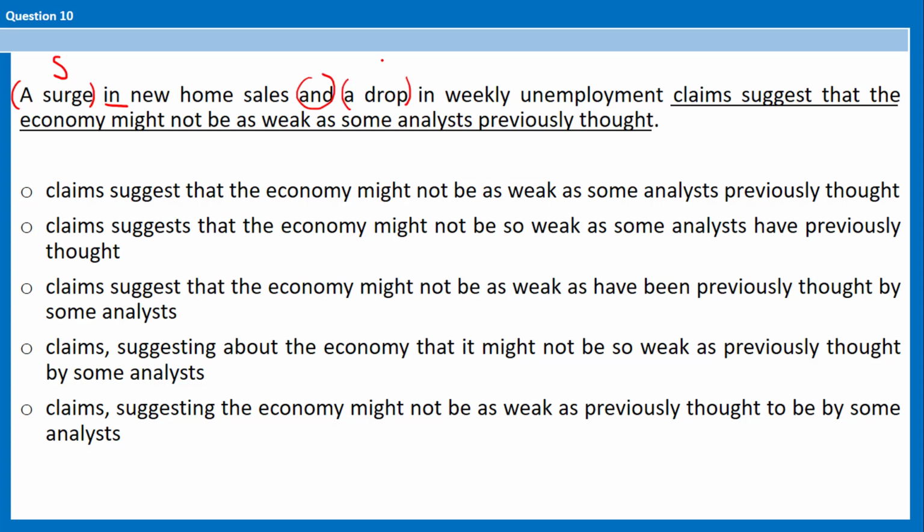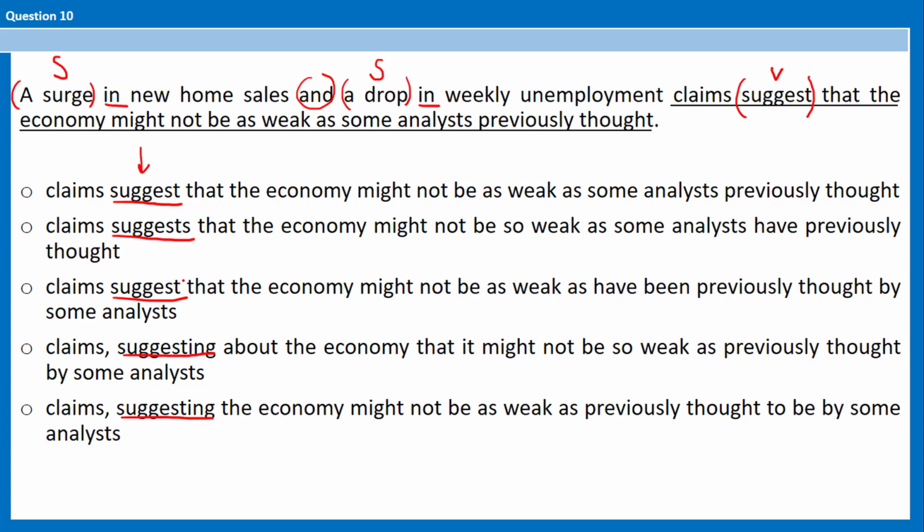Oh, look, that's a compound subject. So a surge in new home sales and a drop in weekly unemployment claims suggest. The main verb is suggest. A surge and a drop suggest that the economy might not be as weak as some analysts previously thought. Okay, so focus on the split at the beginning. Suggest, suggests, suggest, suggesting, suggesting.